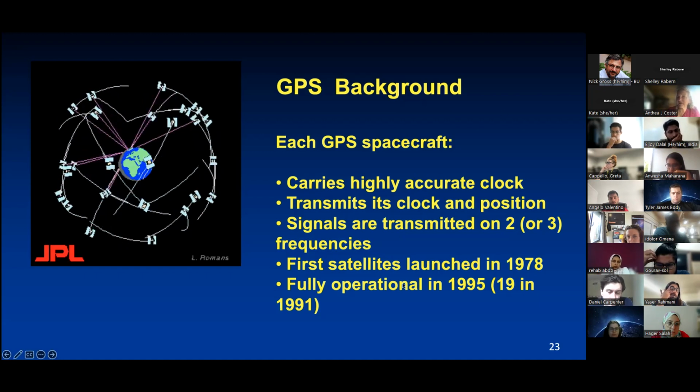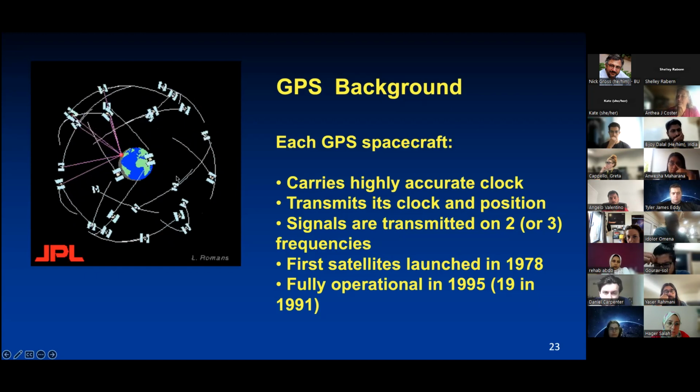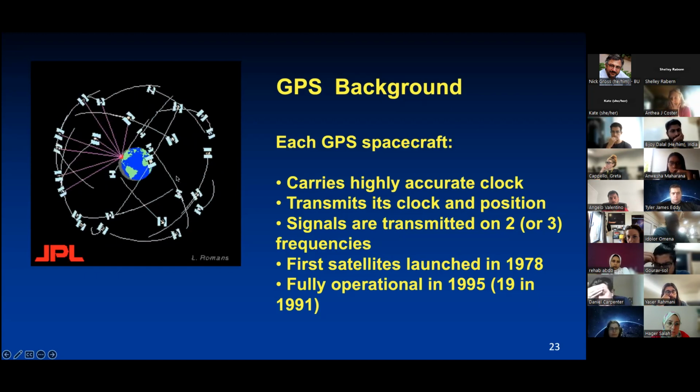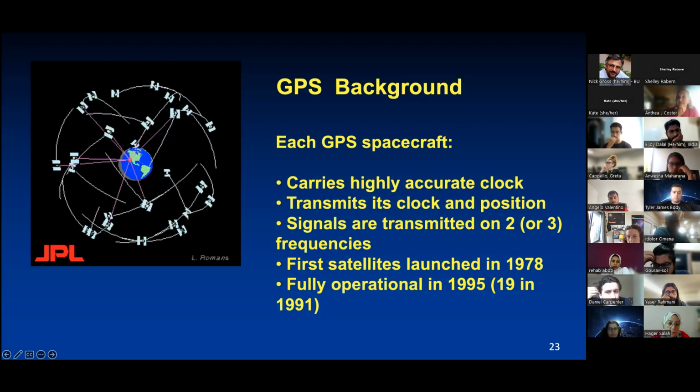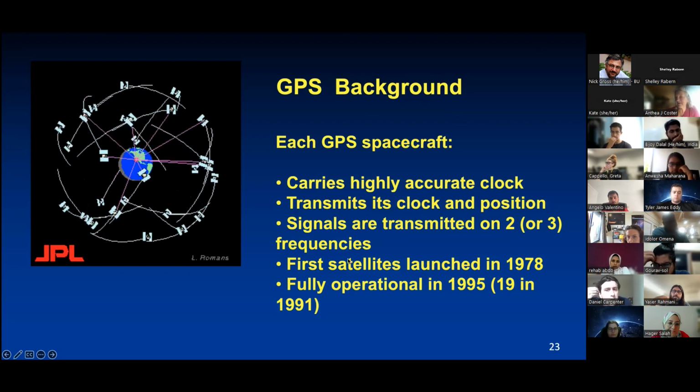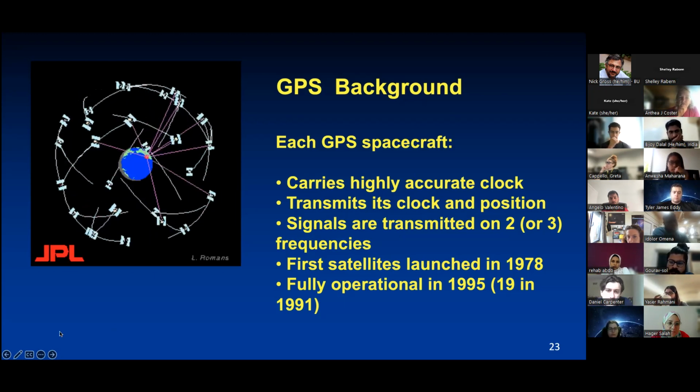The first satellites were launched in 1978, but when I started working with them in 1986, there were only 4 visible at any one time. And now, as I said, there are 31 in orbit.